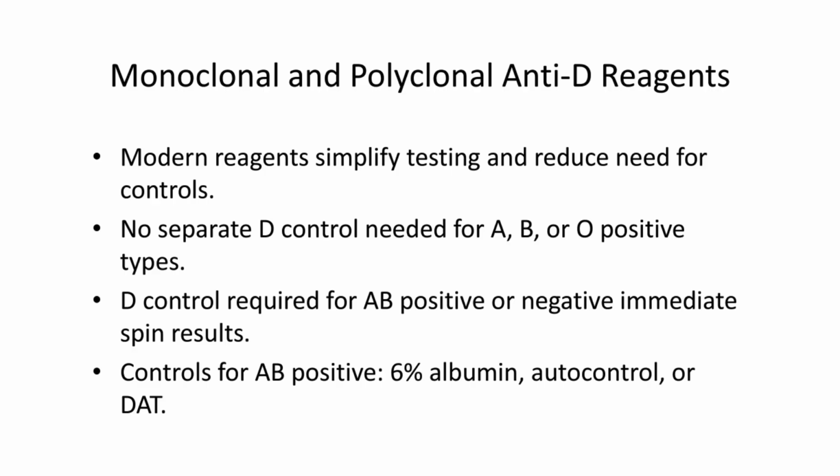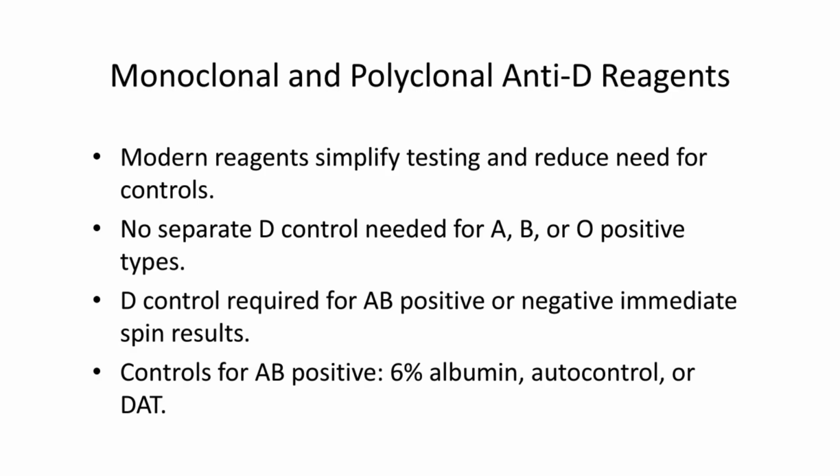If a patient shows a negative reaction with anti-A and/or anti-B reagents, this serves as the negative control, confirming that the patient's cells are not spontaneously agglutinating. A D control is required for patients who are AB positive or for any ABO type that tests negative at immediate spin for the D antigen. In these cases, testing must continue through the AHG phase to detect weak D.